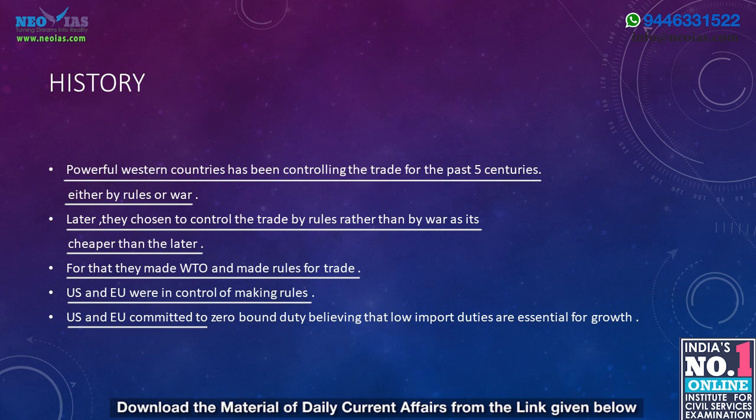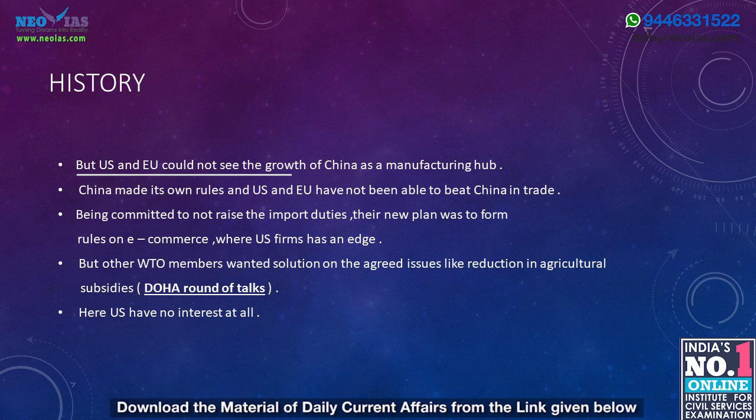Both of them committed to zero bound duty, believing that low import duties are essential for growth. But they could not foresee China and its growth as a manufacturing hub. So China made its own rules often, and the US and the European Union have not been able to beat China in trade.